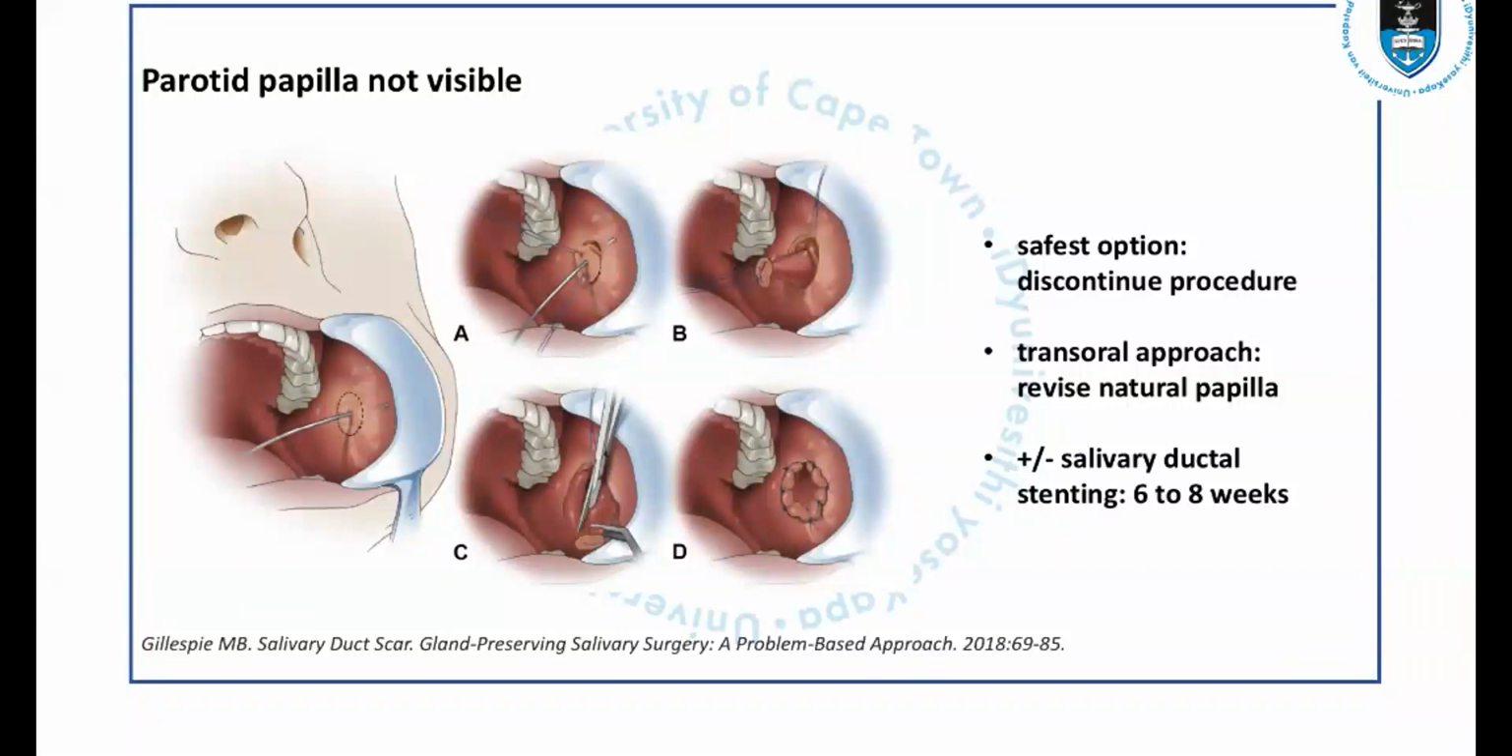by performing a circumferential incision around the papilla and then stretching the duct, followed by excision of the distal papillary stenosis and creation of a new papilla with or without a salivary duct stent. And if salivary ductal stenting is chosen, the stent is ideally left in place for 6 to 8 weeks.